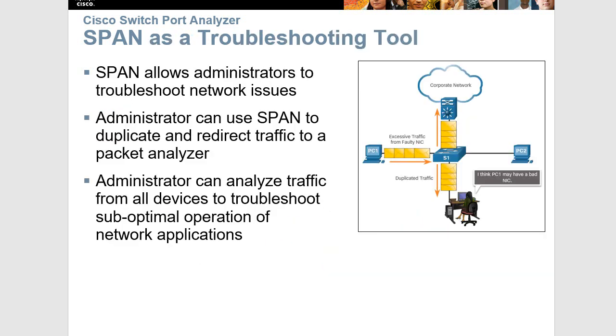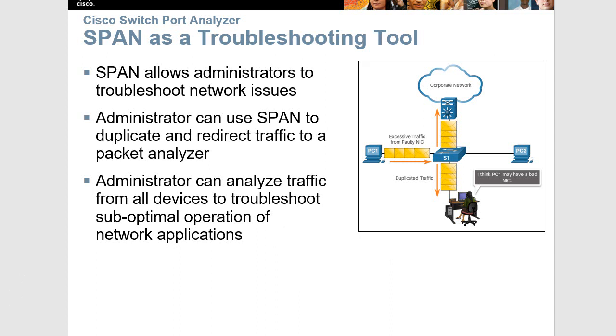And what does this allow you to do? It allows administrators to troubleshoot network issues. You use SPAN to duplicate and redirect traffic to a packet analyzer. That's what we're doing, that's the purpose. Administrators can analyze traffic from all devices to troubleshoot suboptimal operations of network applications. All right, so that's about that. I think that's it. That is it.